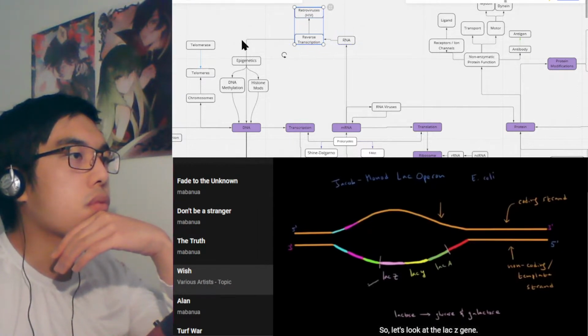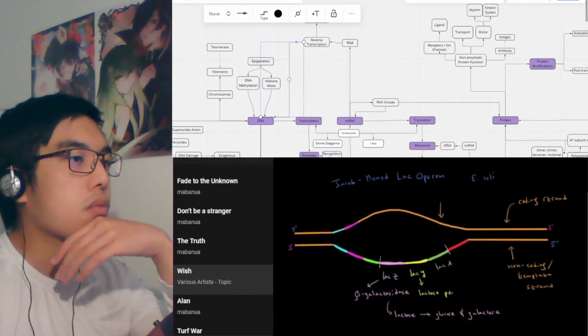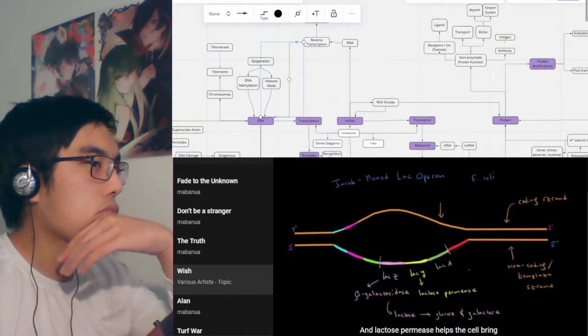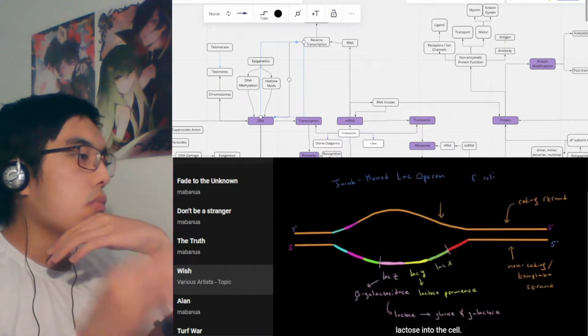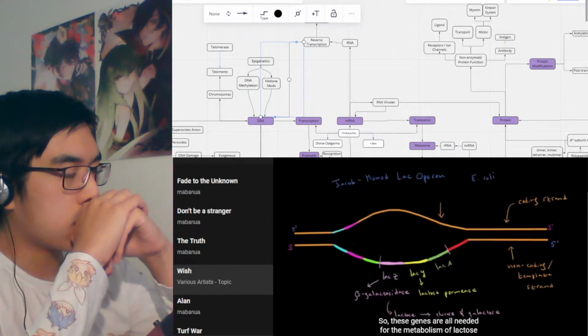So let's look at the lac-Z gene. The lac-Z gene codes for a protein, beta-galactosidase. And beta-galactosidase is the enzyme that actually breaks lactose down into glucose and galactose. The lac-Y gene codes for the enzyme lactose permease. And lactose permease helps the cell bring lactose into the cell. And the lac-A gene also codes for an enzyme that helps in lactose metabolism. We just won't focus on it because it's not as important as the lac-Z and lac-Y gene. So these genes are all needed for the metabolism of lactose.